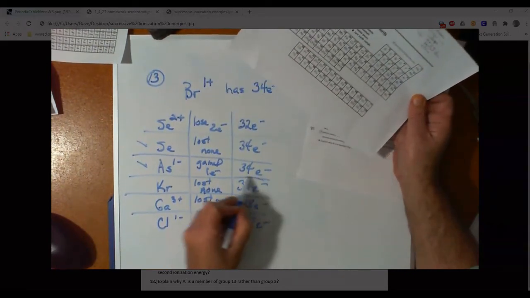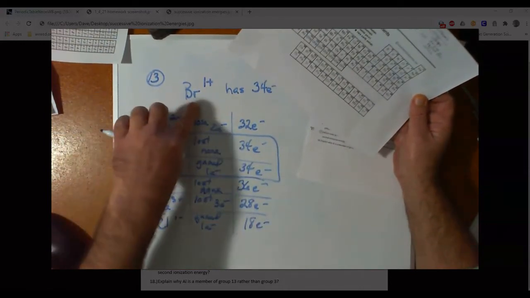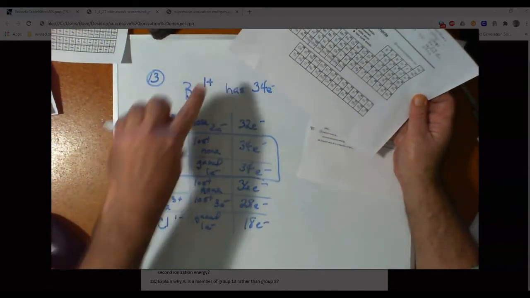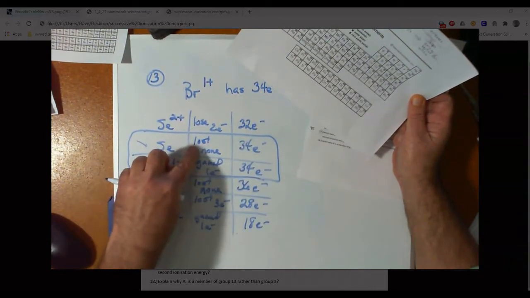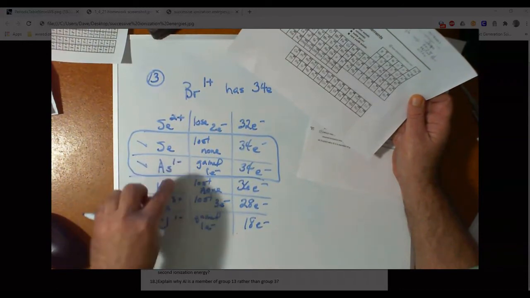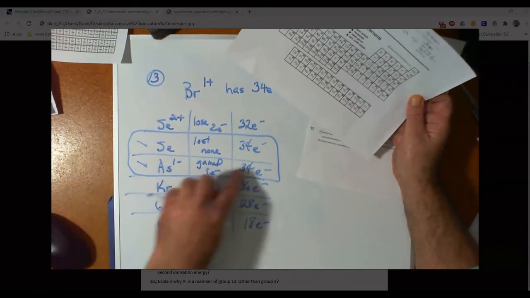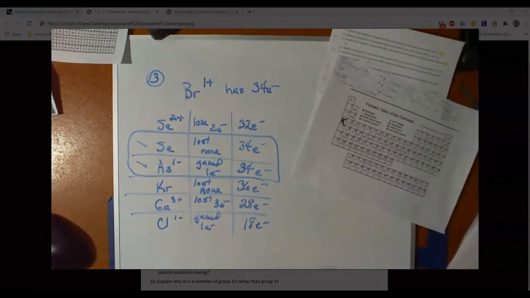All right, so that's it. The answer to number 13, what is isoelectronic with bromine 1 plus? It'd be selenium, that's neutral, that means it's not lost any electrons. And then the arsenic 1 minus ion also has 34 electrons. Okay, so that's number 13.